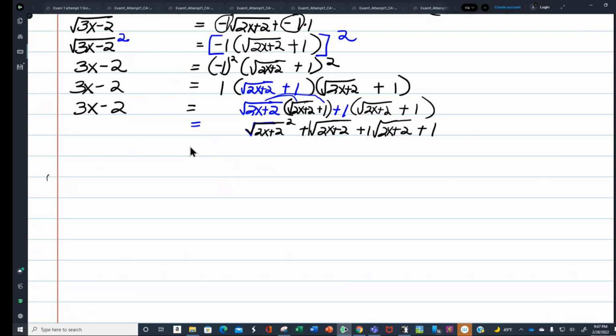So now, the square root of 2x plus 2 squared is 2x plus 2. Now, 1 times the square root of 2x plus 2 plus 1 times the square root of 2x plus 2 is 2 times the square root of 2x plus 2. Yes, it is. It really is. And then I've got a plus 1.